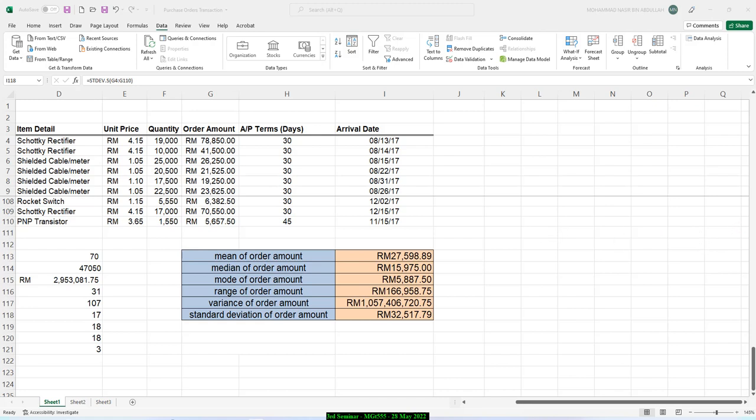Or you want to share your screen? If you want to share your screen also can. Dah hilang. Why not you share your screen? I can see. Share your screen.